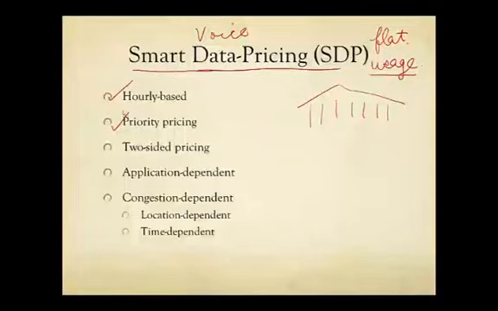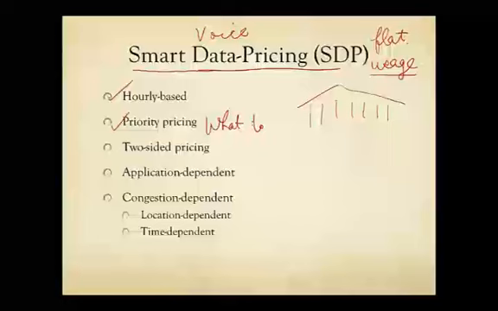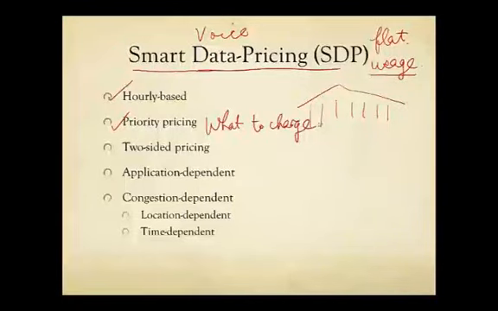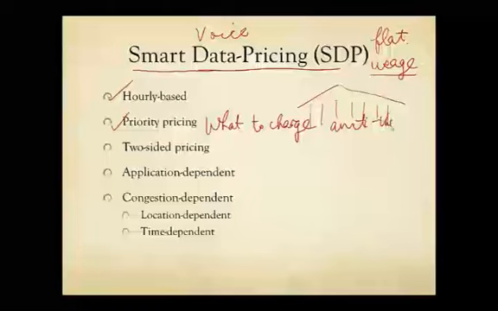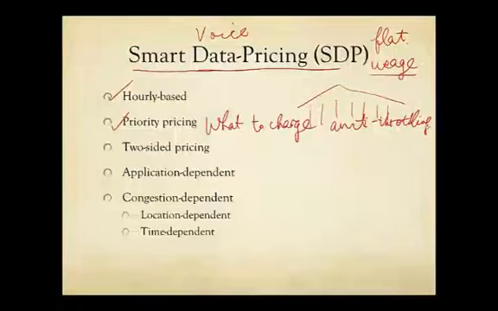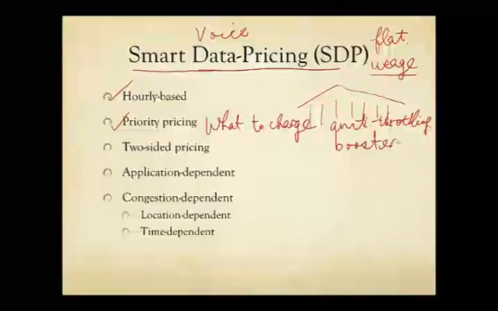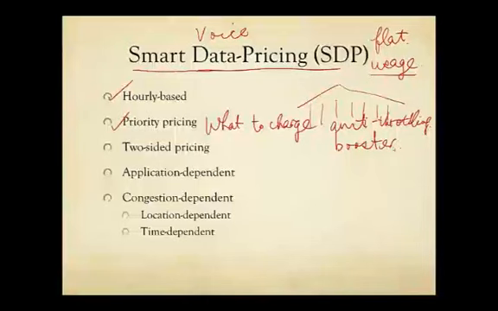Another one is priority pricing. This says instead of asking how much you should charge, you ask what to charge. For example, if I offer a premium service, okay, maybe I can charge more. In some of the countries, you have what's called anti-throttling. Now, throttling is reduction of transmission speed. Anti-throttling says that I will boost your speed, or a booster button, okay, if you're willing to pay more.